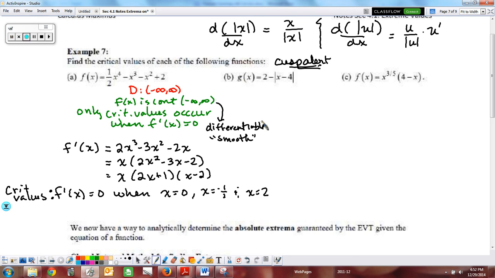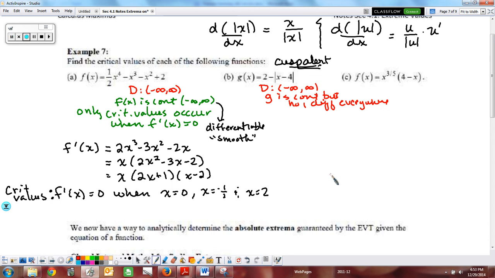So we're going to take the derivative. I do have this idea that there's a cusp. Let's talk about domain. This is really an absolute value graph that has been shifted to the right 4, flipped, and then moved up 2. So from prior knowledge, we know our domain is negative infinity to infinity. We also know that g is continuous, but not differentiable everywhere, and that's because we have this whole cusp alert.